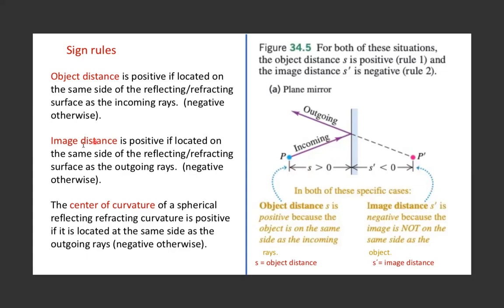Image distance is positive if it is located on the same side of the refracting surface as the outgoing rays. Okay, so this is the refracting surface. This is the outgoing ray from the surface, but the image is on the other side. So image distance S prime is negative because the image is not on the same side as the object, obviously.